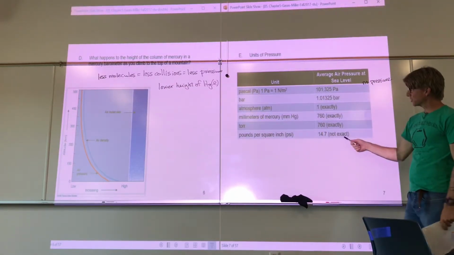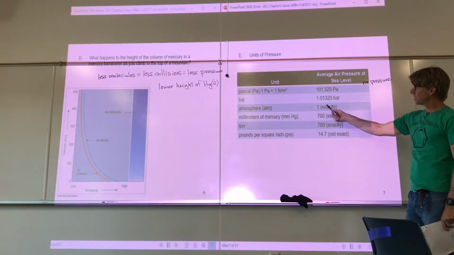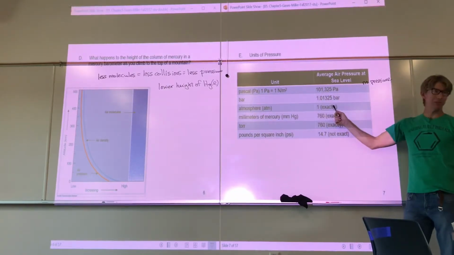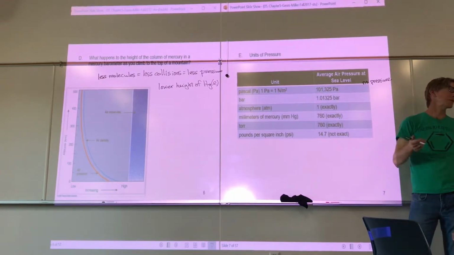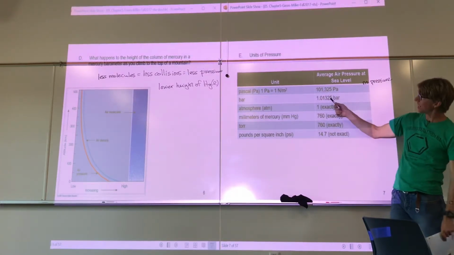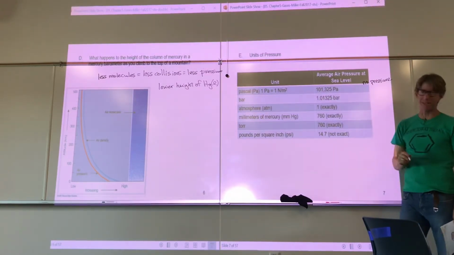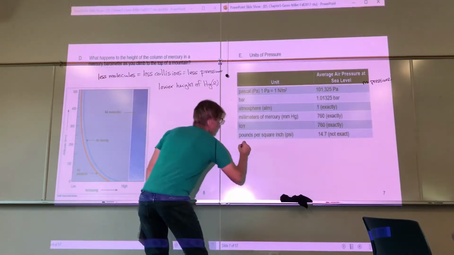We've talked about pounds per square inch already. We've talked about millimeters of mercury. We've talked about or mentioned atmospheres. So that's just a unit that is for atmospheric pressure, but it has a strict definition. We haven't talked about bar and we haven't talked about pascals. 1 bar or bar.